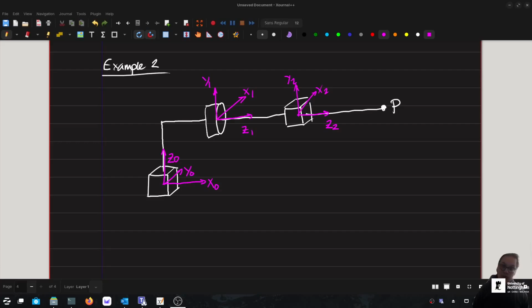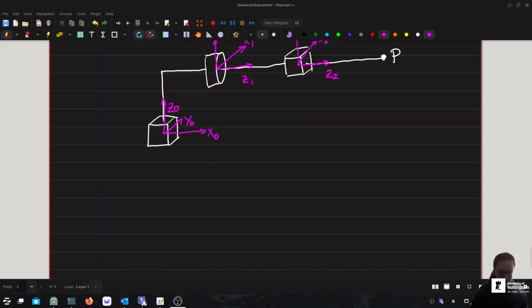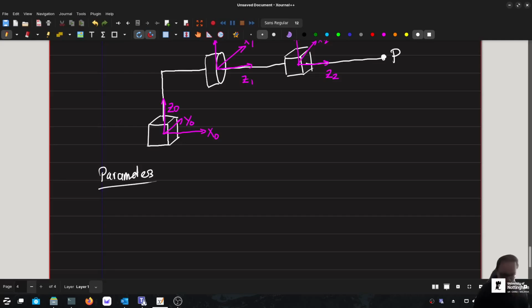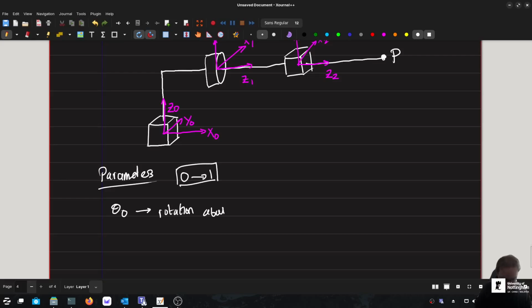Okay, so let's go through this and try and decipher each of the terms for the DH algorithm. So, the parameters. I'm going to go first from 0 to 1. So, let's look at theta 0. Let's do the proper definitions again. The proper definition of theta is the rotation about the z(k-1) axis to align x(k-1) and x(k). That is the proper definition.